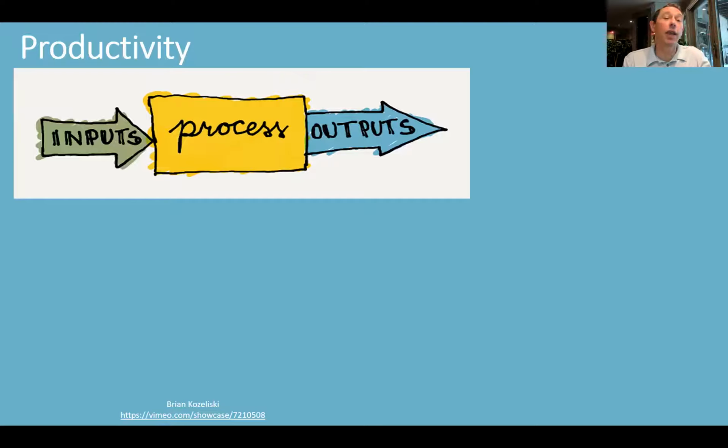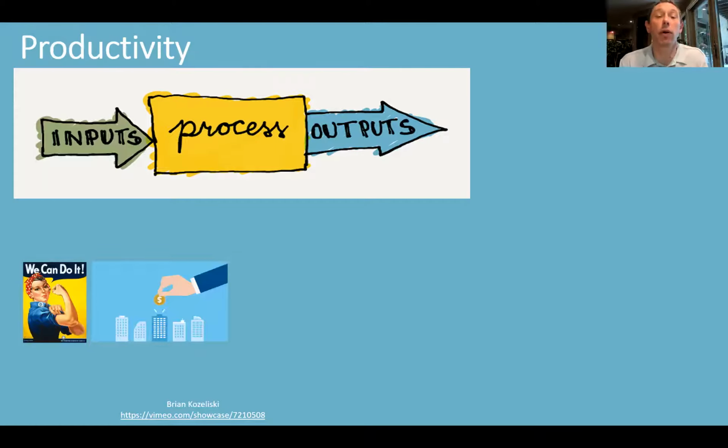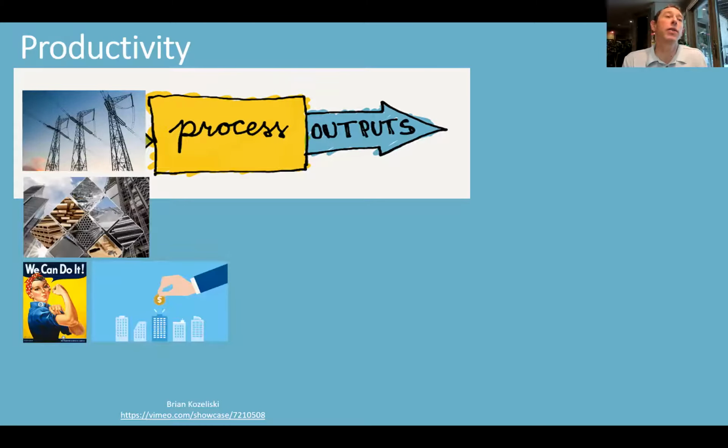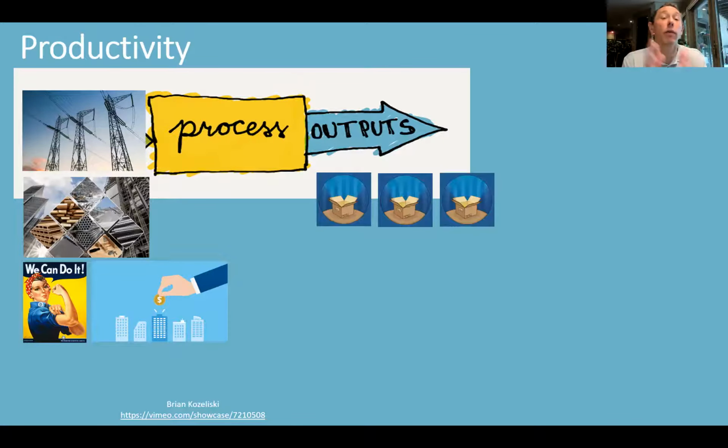You take something, you do something to it, and you create something else. So these inputs are things like labor, right? These are things like capital. These are things like raw materials. It could be something like electricity, right? These are the things you take and you put them together and you make something. What are you making? You're making a widget. You're making whatever the product is.